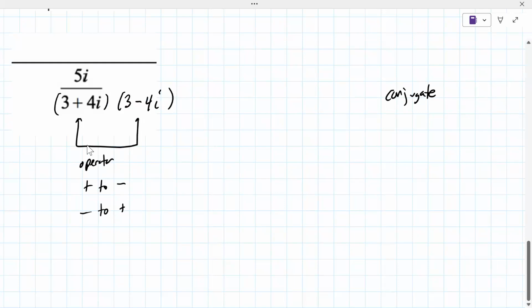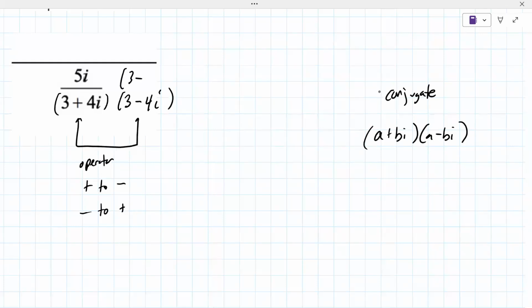Is it only the sign of like the i that changes? Yes, it's supposed to be a plus bi, a minus bi. So you're right. The sign in front of the i term is what changes. Because you'll occasionally see them out of order and you do have to reorder it to make that.